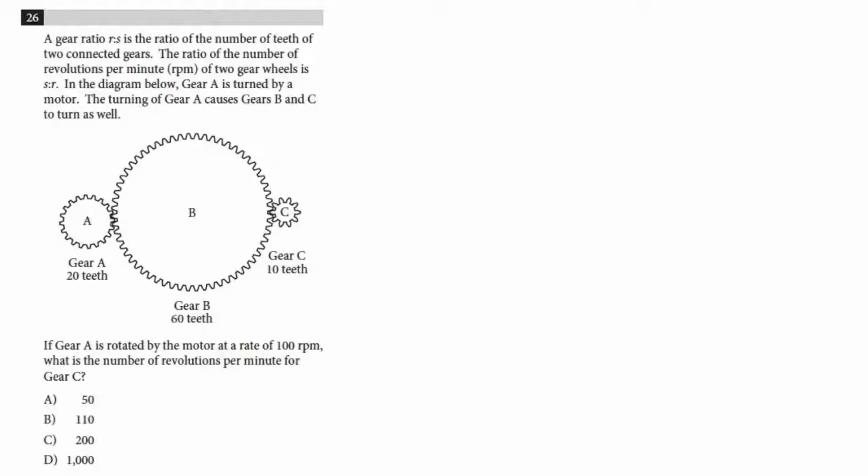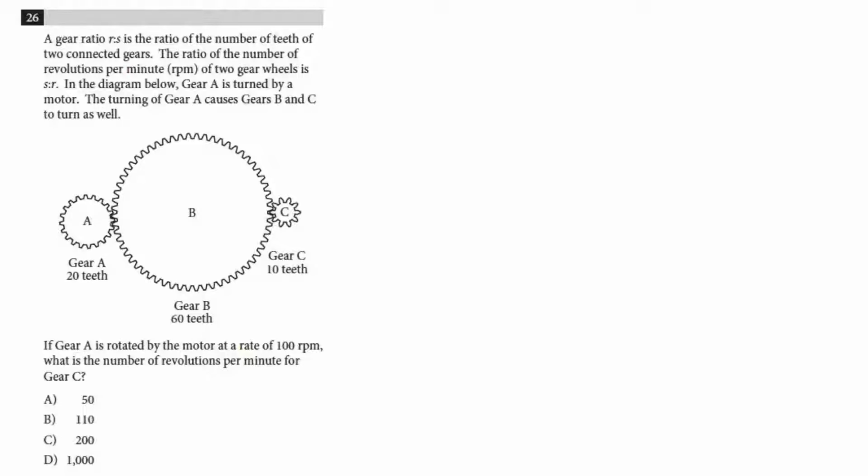26. A gear ratio, R to S, is the ratio of the number of teeth of two connected gears. The ratio of the number of revolutions per minute of the two gear wheels is S to R. In the diagram below, gear A is turned by a motor. The turning of gear A causes gears B and C to turn as well. So we got our diagram here. Gear A has 20 teeth, gear B has 60, and gear C has 10 teeth. If gear A is rotated by the motor at a rate of 100 revolutions per minute, what is the number of revolutions per minute for gear C?